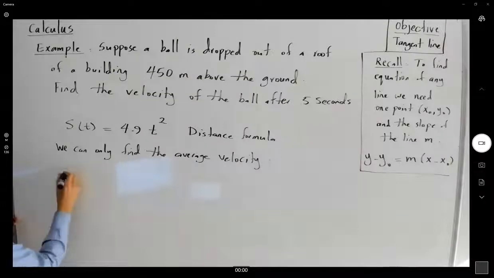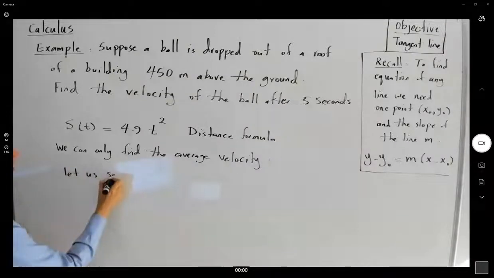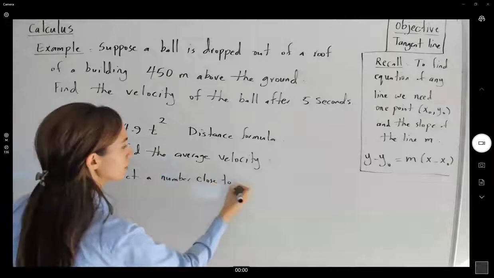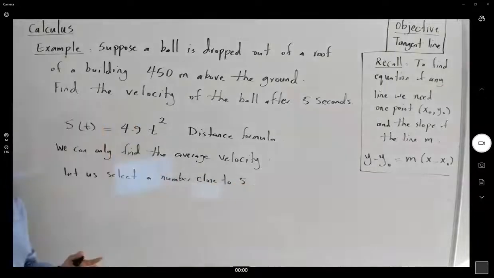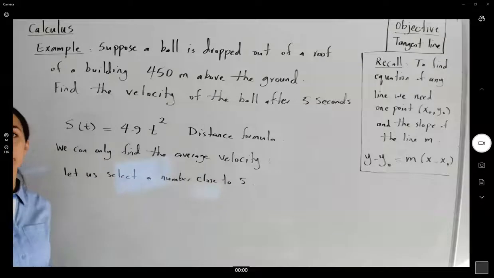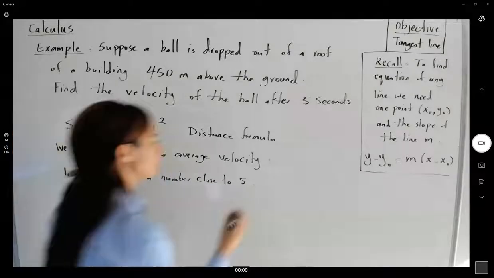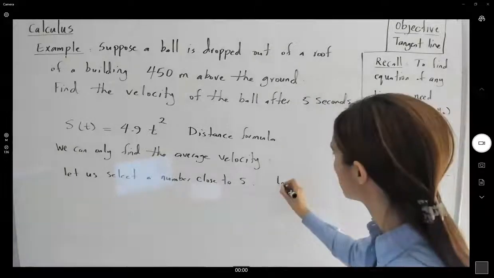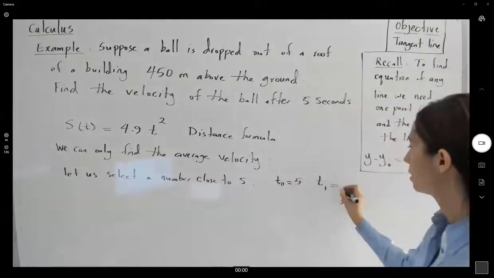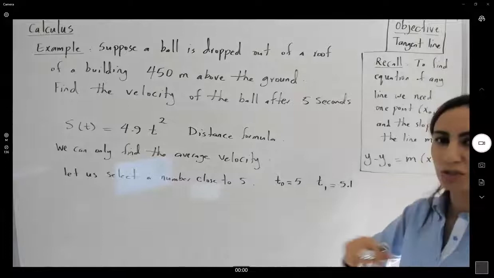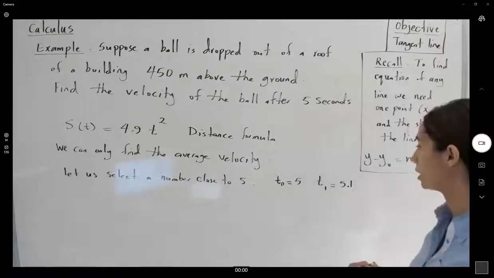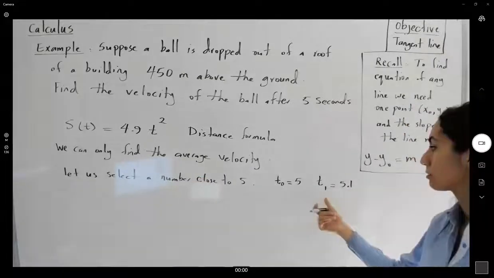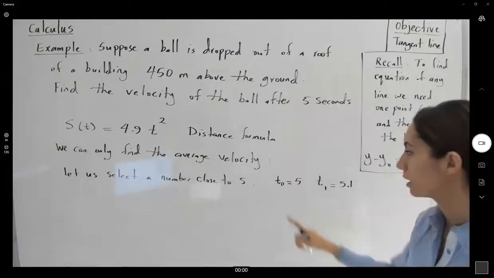So let us select a number close to 5. You can say, I'm going to use 4.9, or you might say, I'm going to use 5.1. So my x sub 0, let us write down t sub 0, is equal to 5, and t sub 1 is 5.1. Close to 5. You can increase the precision by writing this number with more decimal places to make it closer and closer to 5.